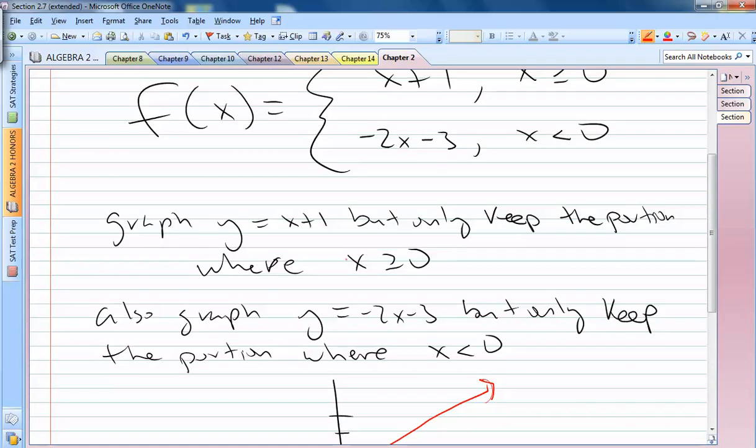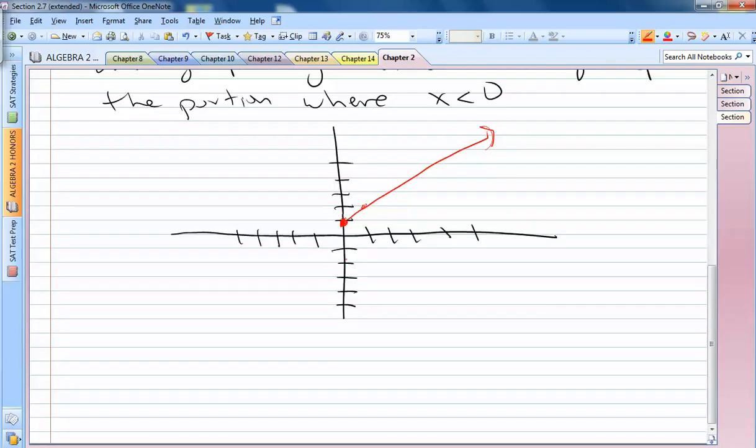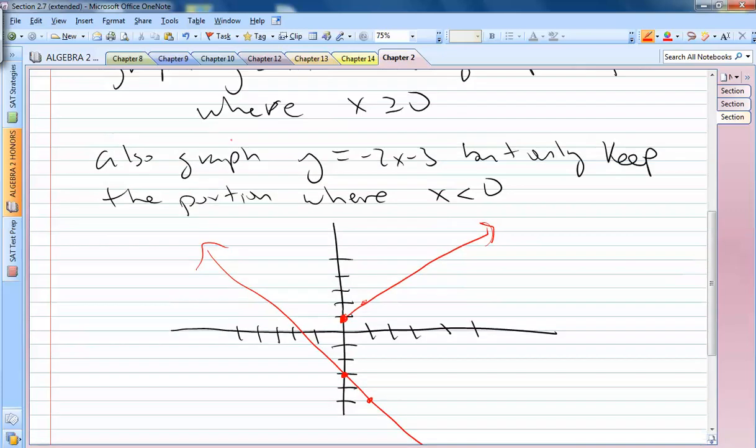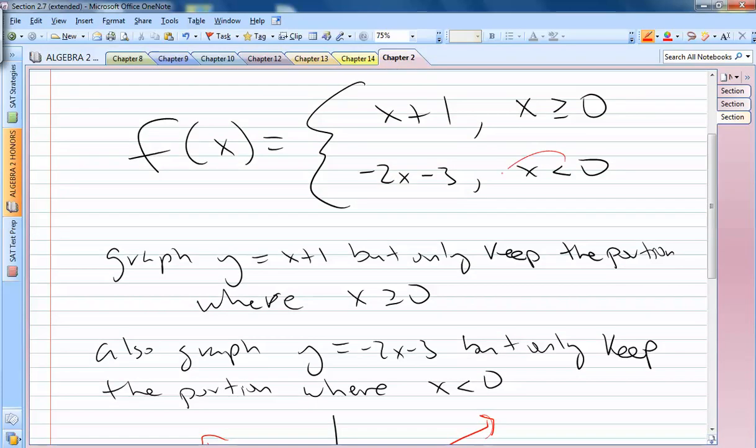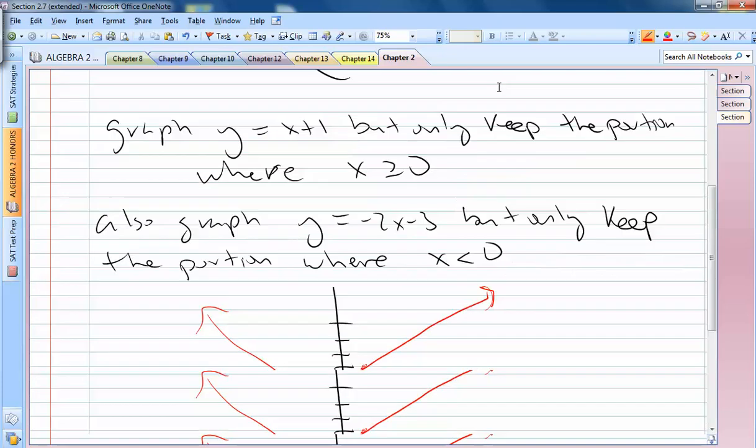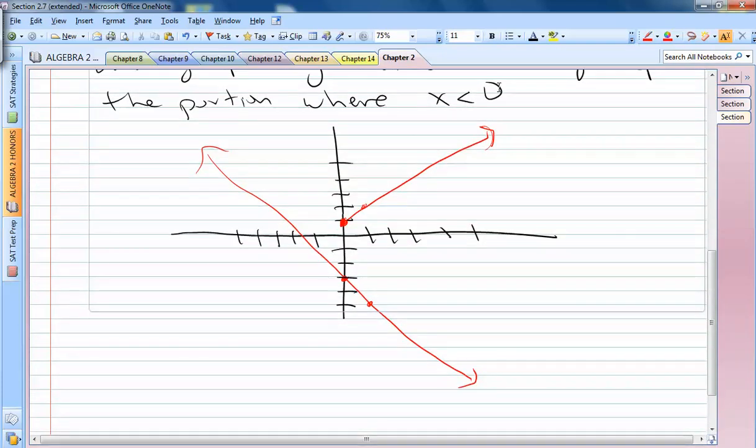Now for the next one, negative 2x minus 3, if we graph that one, it starts at negative 3, goes down 2 over 1. So here you have that line. But we want to keep the portion where x is less than 0 because you're told that. This is a condition for that equation. So we only want to keep the portion where x is less than 0.